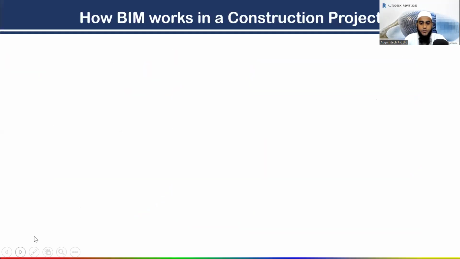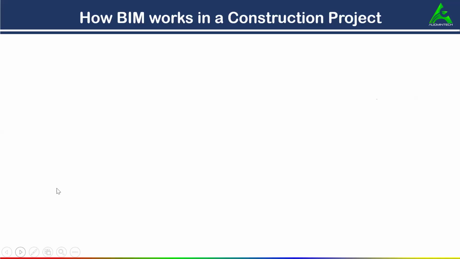Now, the important thing we have to discuss here is how BIM works in a construction project. All of you know that building information modeling is a digital representation of the physical and functional characteristics of a building. In a construction project, BIM serves as a collaborative tool for architects, engineers, and construction professionals to plan, design, construct, and manage buildings and infrastructure.